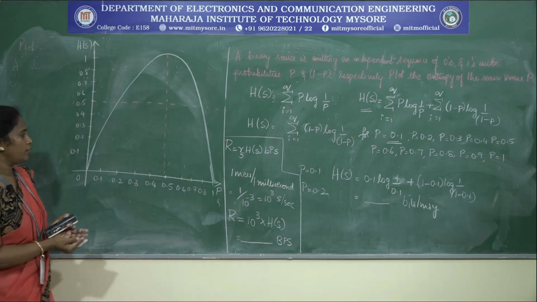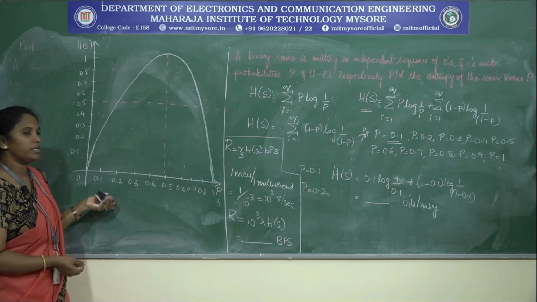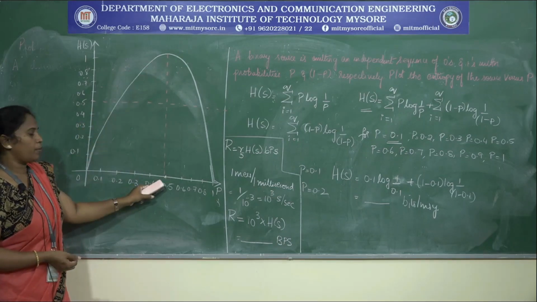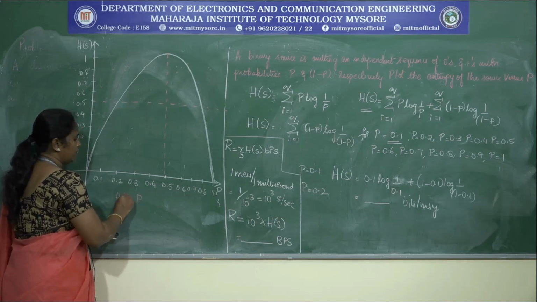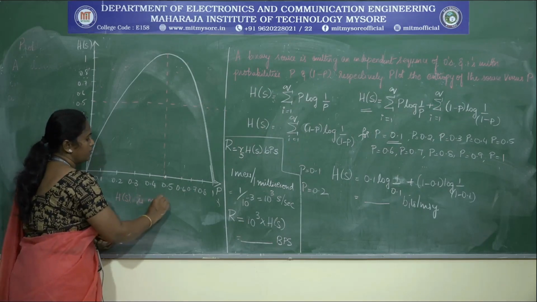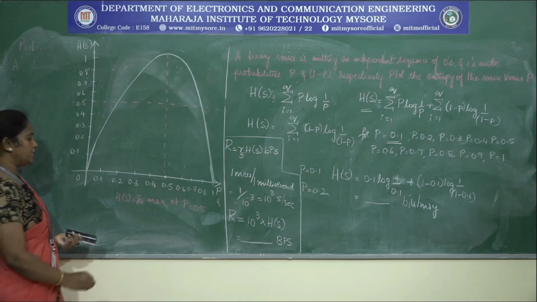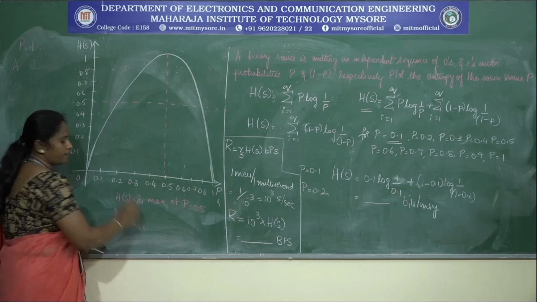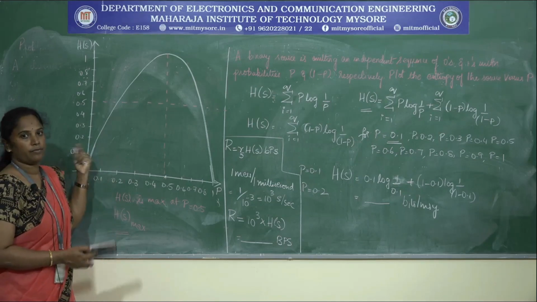So this is the graph you will get when you plot entropy versus the probability. As you can see from the graph, H of S is maximum only when the probabilities are equiprobable. That means the entropy H of S is maximum at P equal to 0.5. Only when the probabilities are equiprobable can it attain the maximum value. So this is what we are going to prove from this particular graph.